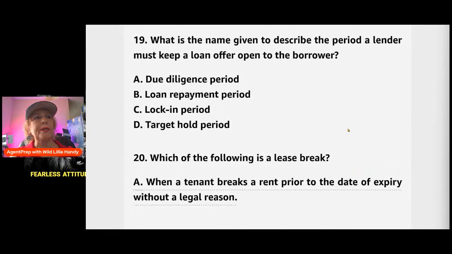Number 19. What is the name given to describe the period a lender must keep a loan offer open to the borrower? A, due diligence period, B, loan repayment period, C, lock-in period, or D, target hold period? So it's a period a lender must keep a loan offer. Loans, credit approvals, pre-approvals are given a deadline. Why? A person's credit could change. They could go and spend money, and that'll impact their credit score.